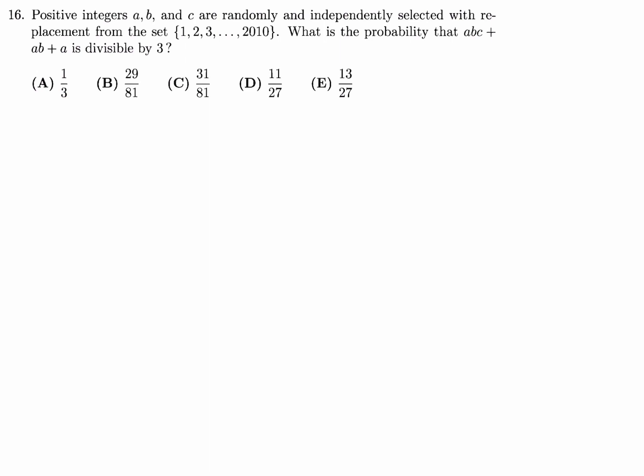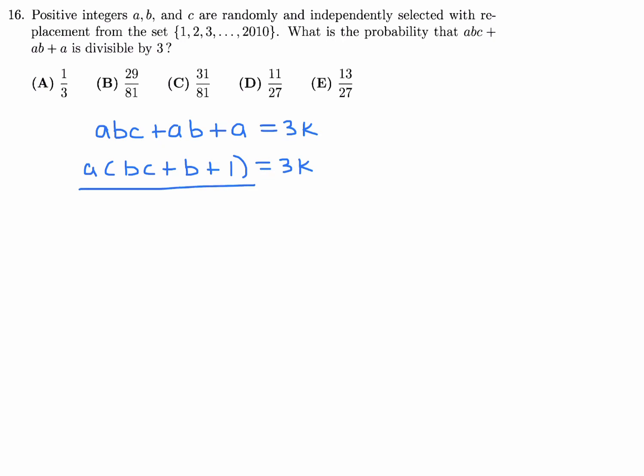Positive integers a, b, and c are randomly and independently selected with replacement from the set 1 to 2010. What is the probability that abc plus ab plus a is divisible by 3? So abc plus ab plus a is divisible by 3, so it will be 3k. And immediately you can factor, as you can clearly see, and if you do, you get this expression. Now we want to ensure that that is divisible by 3.